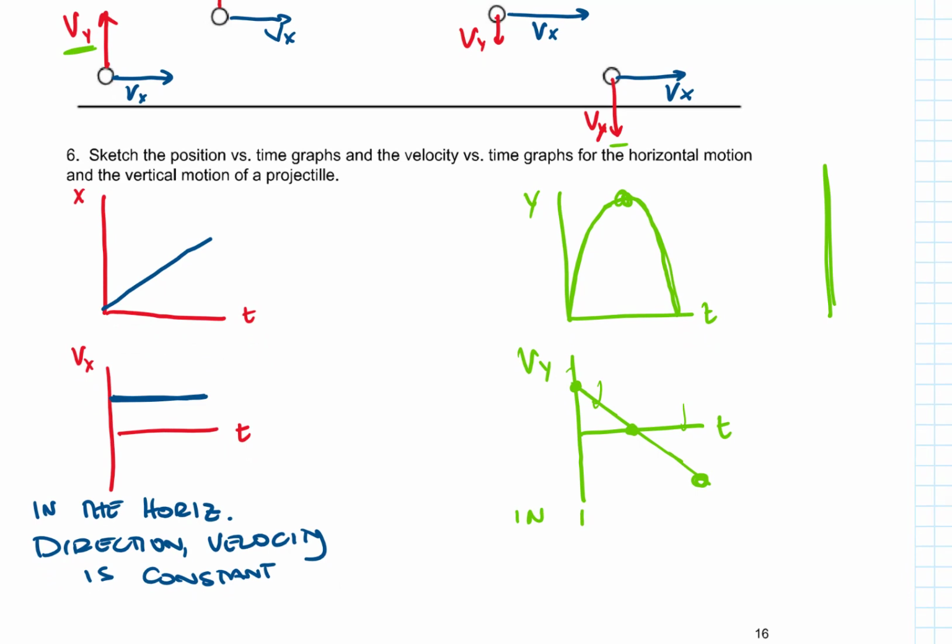In the vertical direction, our object has a constant negative acceleration. At all points, we have a constant negative acceleration.